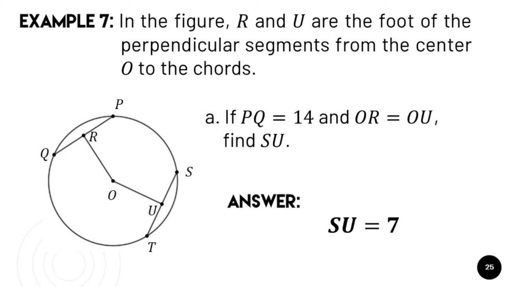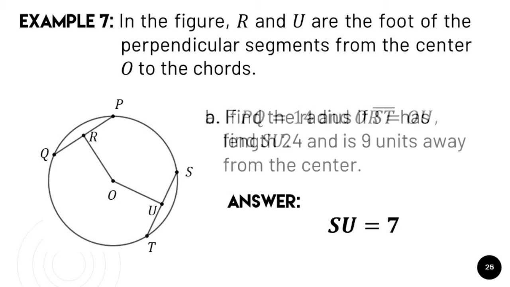On the first problem, the unknown is the length of segment SU. Since segment PQ and segment ST are of equal distance from the center O, by distance chord theorem, these two chords are congruent. Subsequently, SU is equal to 7 because of the perpendicular to a chord theorem. Since PQ is 14 and ST is congruent to PQ, SU is just half of ST, which is equal to 7.